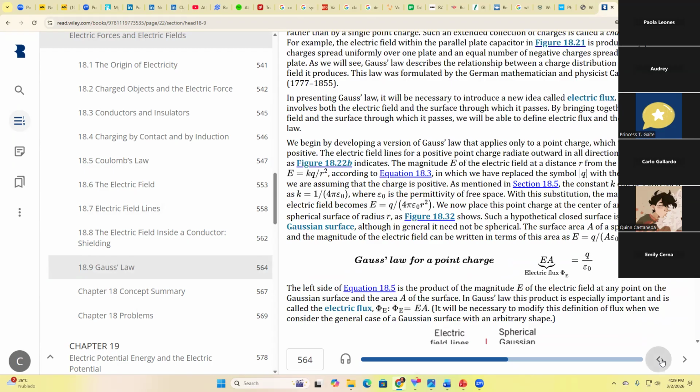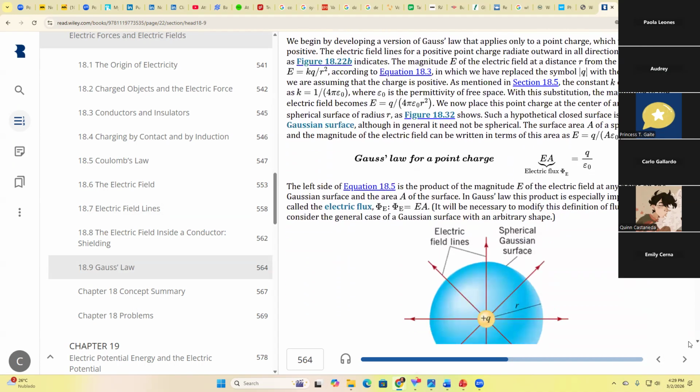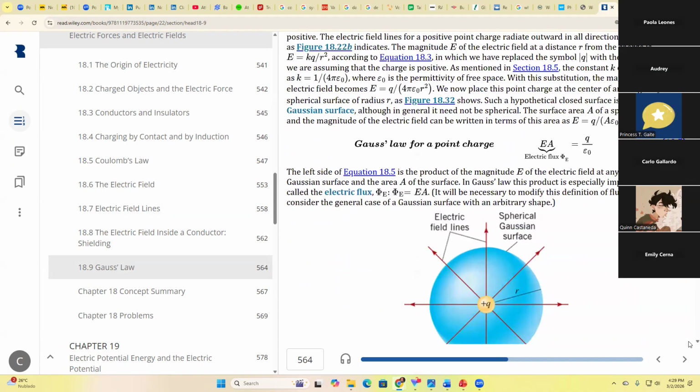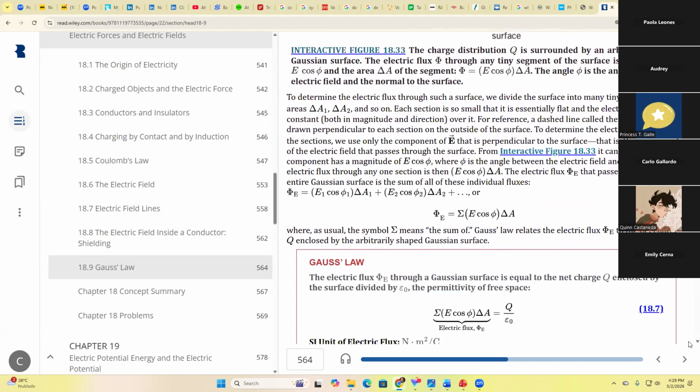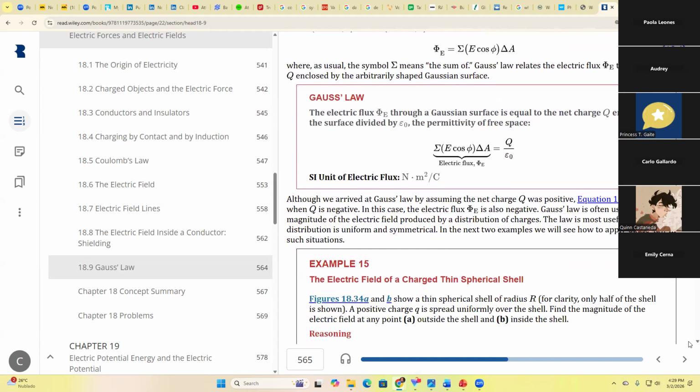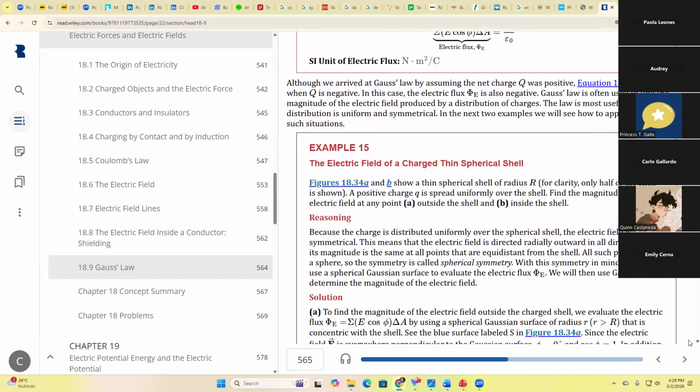Q over epsilon naught. 4 pi k is the same thing. 4 pi k q, it is for the point charge distribution, Gauss's law. Here you go. See, he's using a summation, right? Depending how many surfaces you have, you need the summation. For the point charge, you have just one term in the electric flux. For the spherical charge, we had just one term, but for the planar charge distribution, we had 3 different terms in the summation for Gauss's law.